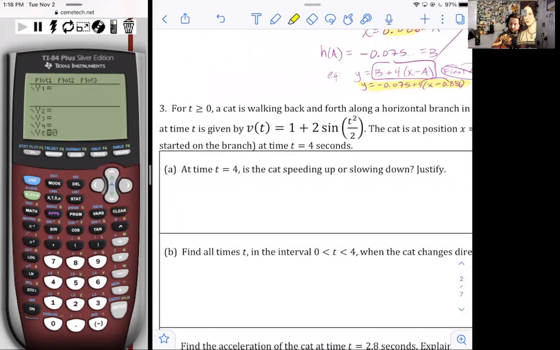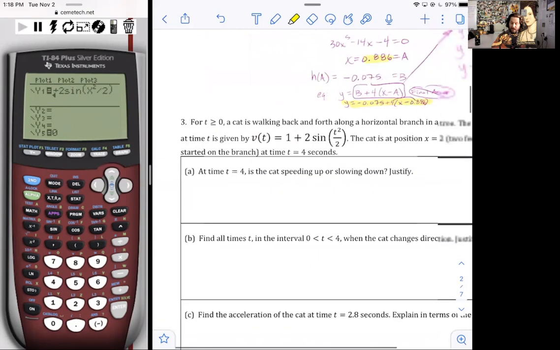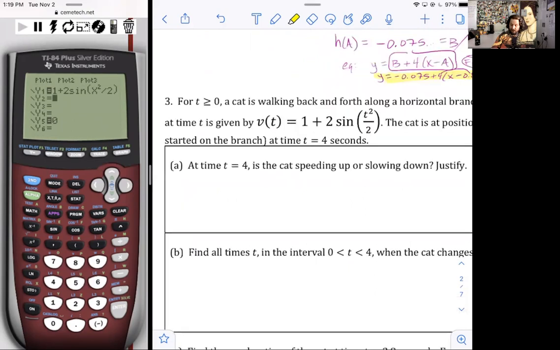So now I plug in my velocity function. I'm still in radian mode. 1 plus 2 sine of x squared divided by 2. And if you know what you're doing, you can use the diagonal instead of the horizontal. All right, so again, I have it in y1. I'm not really interested in sketching its graph just yet. At t equals 4, is the cat speeding up or slowing down? That's speed, right? Not velocity. So I'll need to compare the velocity at 4 and the acceleration at 4.